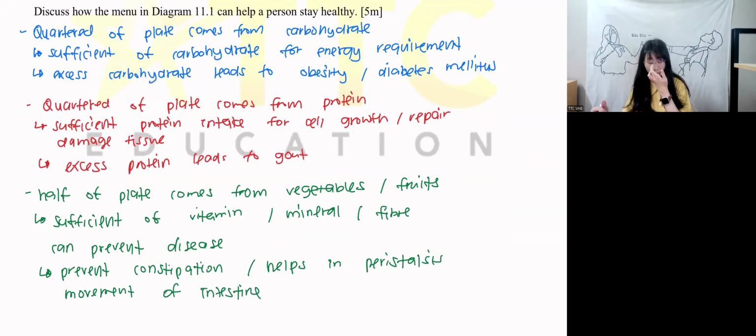Gout is an arthritis, correct? In Mandarin, I forgot what gout is called. Oh, you don't know Chinese? Gout is a type of arthritis. It means you have uric acid crystals between your joints.